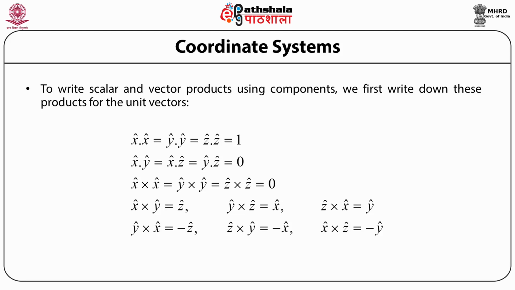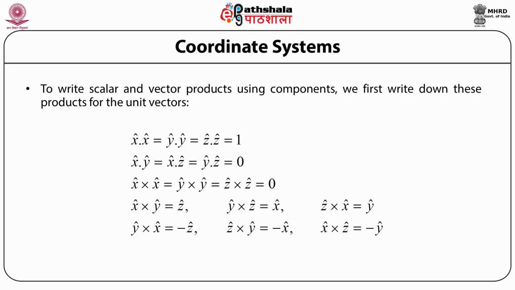Similarly, when we take the cross product of unit vector y and unit vector z, then again using the right hand screw rule, one sees that the direction of the resultant unit vector is along the x-axis. Hence, the resultant is the unit vector x. And by similar reasoning, we see that the cross or the vector product of unit vector z and unit vector x turns out to be the unit vector y.